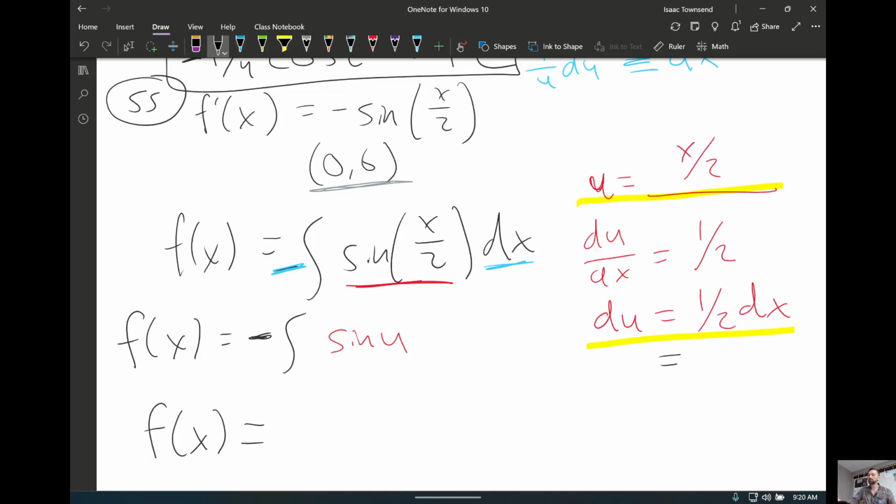So again, please don't do this in your head. Write down what you have. Think about what has to change here. I need to multiply this side by -2, which means I need to multiply this side by -2. Instead of saying negative dx, we're going to say -2 du.